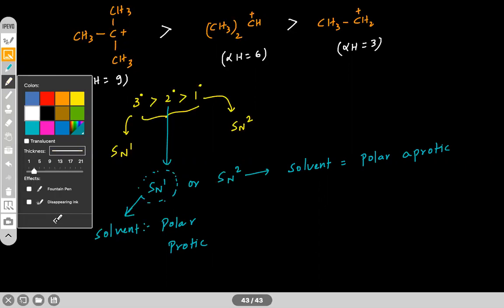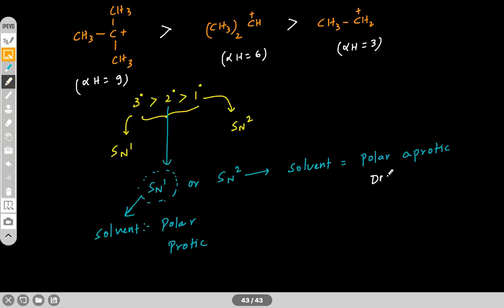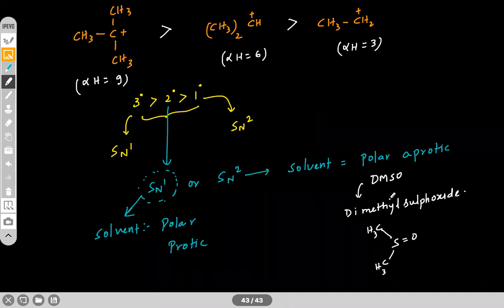Example of a polar aprotic solvent, we have DMSO. It will be written in the question. DMSO stands for dimethyl sulfoxide, and that is S double bond O. See, this is a methyl group here, and a methyl group here. So dimethyl sulfoxide is DMSO. It is polar aprotic because there is no hydrogen attached to this oxygen atom. That's why it is polar aprotic.